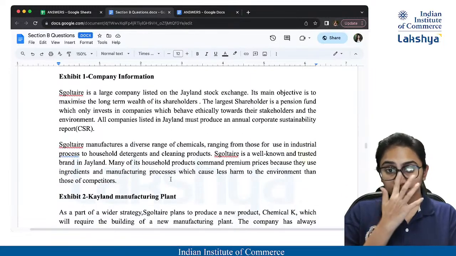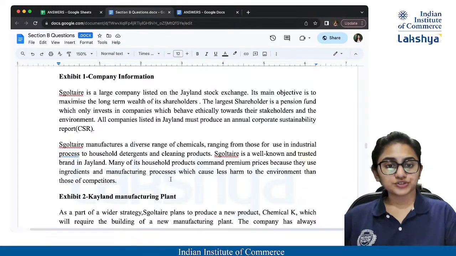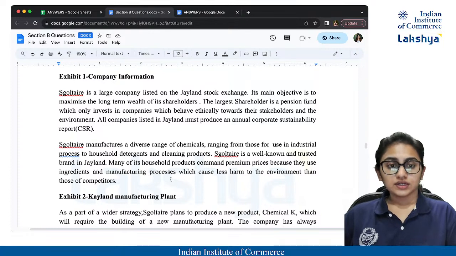Geoltex is a large company listed on the J-Land Stock Exchange. Its main objective is to maximize the long-term wealth of its shareholders. The largest shareholder is a pension fund which only invests in companies which behave ethically towards their stakeholders and the environment. All companies listed in J-Land must produce an annual Corporate Sustainability Report (CSR).